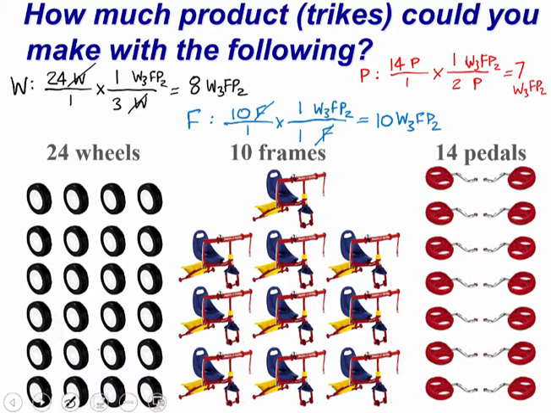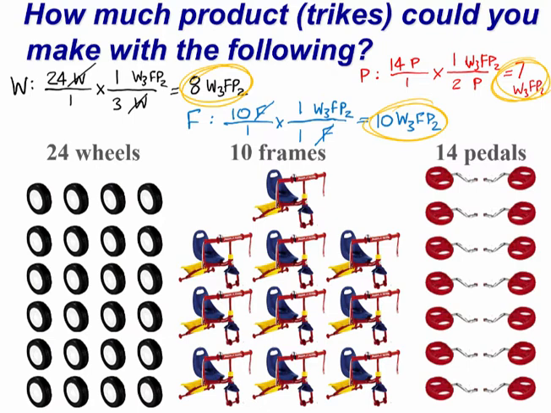Well, now this problem has become more complicated. I have 3 answers. Is it 8 trikes? 10 trikes? 7 trikes? Is the answer the sum of these answers? 25? Do I need to take the difference? What do I do with all these numbers?